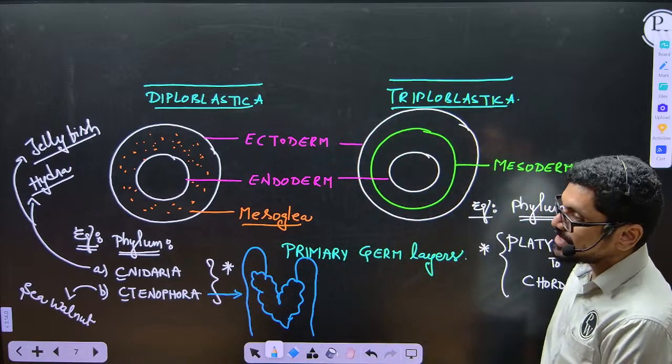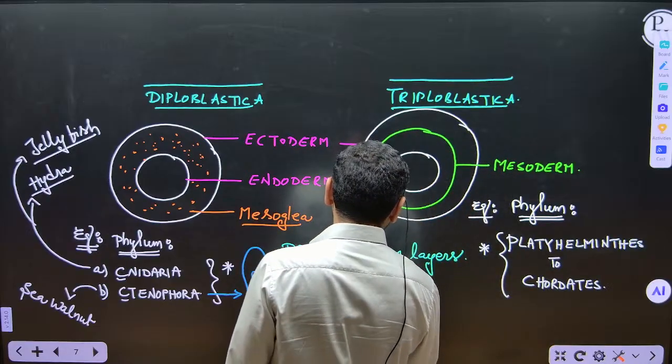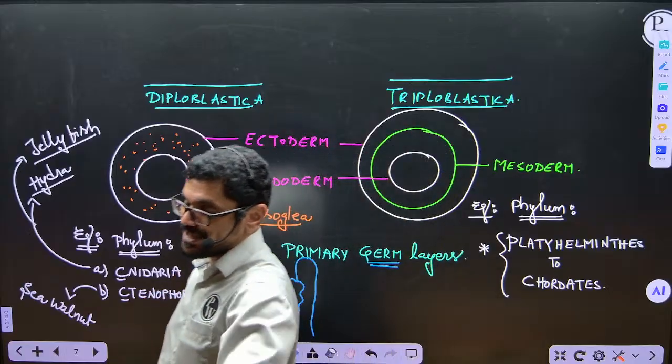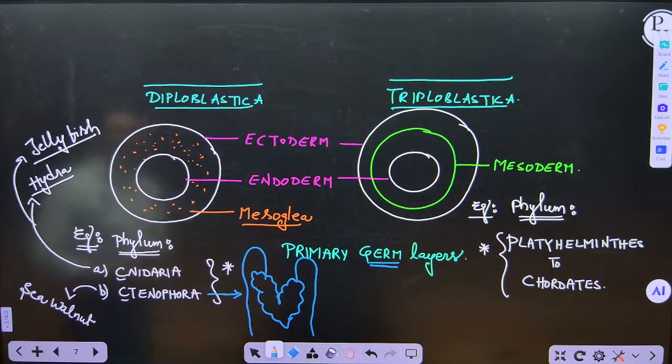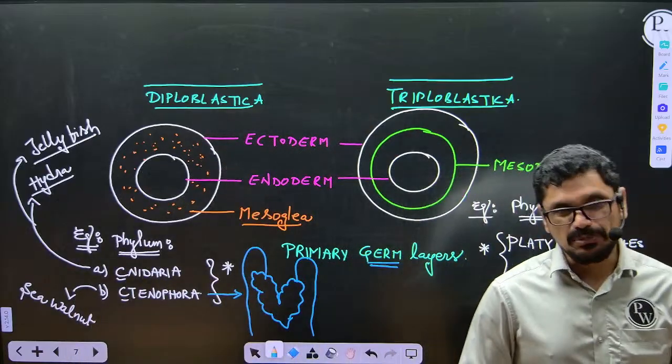That's all about Diploblastica and Triploblastica. These are called primary germ layers. Why? Because the remaining systems will germinate, will grow, will form from them. That is the reason why these are called germ layers. That's all about Diploblastic and Triploblastic.